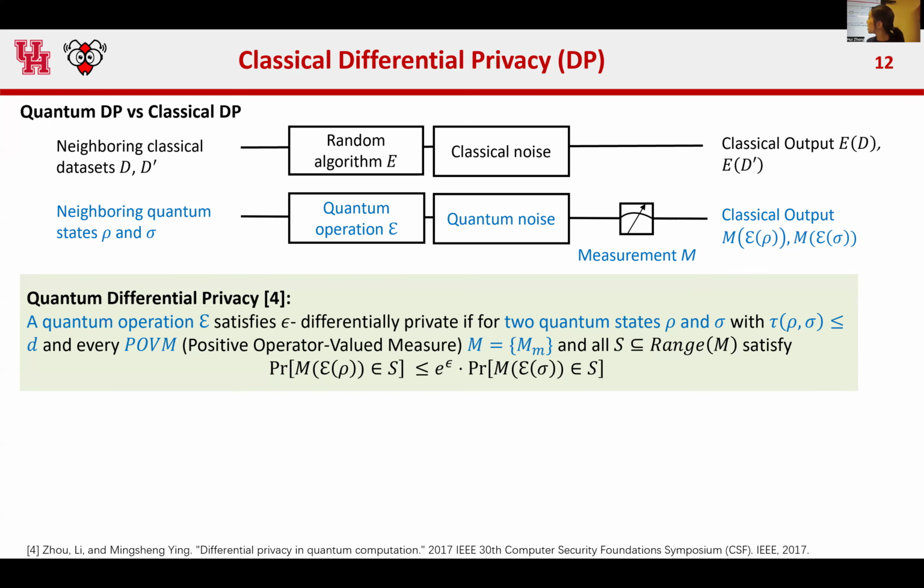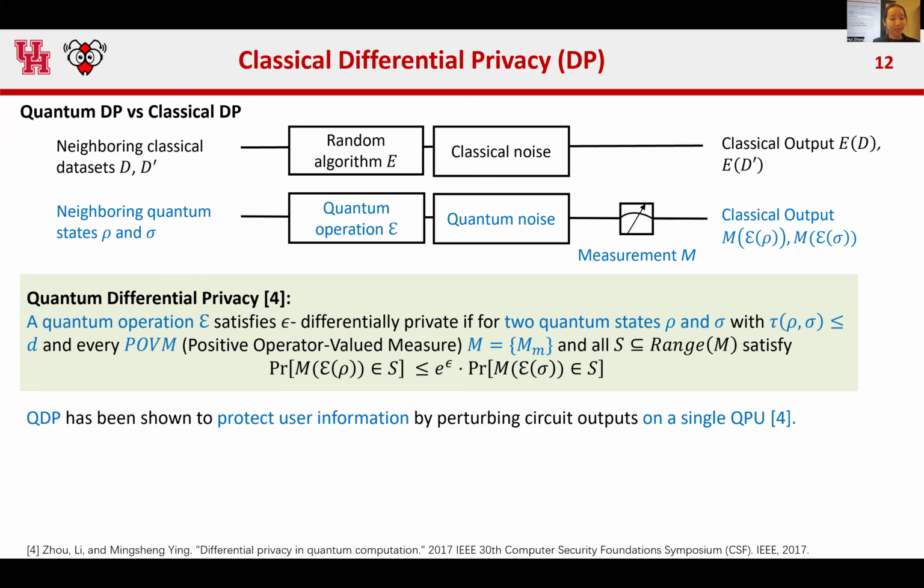So it's easy for us to get the quantum differential privacy, and we can see it is really similar to the classical differential privacy, but it adds several quantum parameters. And also, here optional is the privacy budget. And like in the previous study, QDP has been shown to protect the user information on a single QPU.